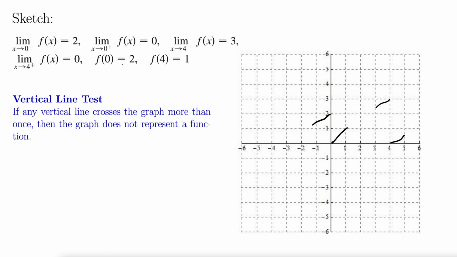Okay. f of 0 equals 2. So that tells us that f of 0 actually is 2. So I'm going to fill that in as a solid circle and put an open circle down here at the origin. Next we have f of 4 equals 1. So that tells me that neither one of my one-sided limits is the actual function evaluated at that point. When we evaluate the function at 4, we get 1. So that point is here, which means we need open circles on both these limits. Okay, so now we've fulfilled all of the parameters given to us in the example.